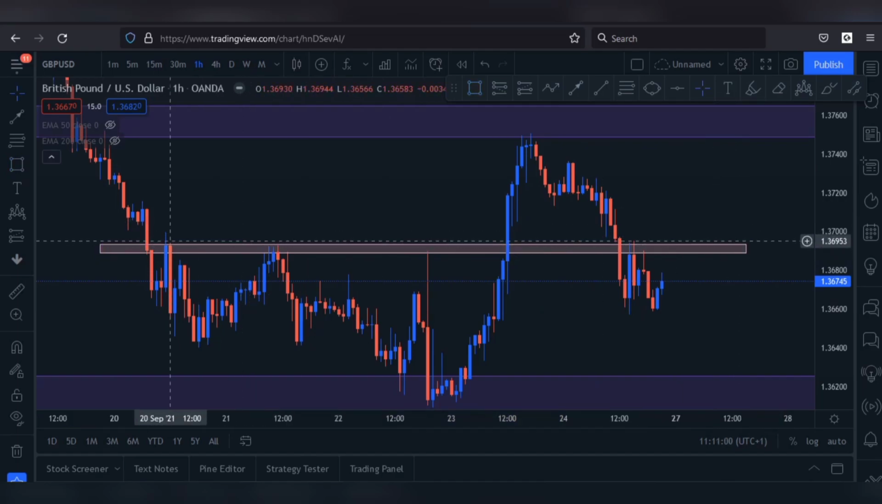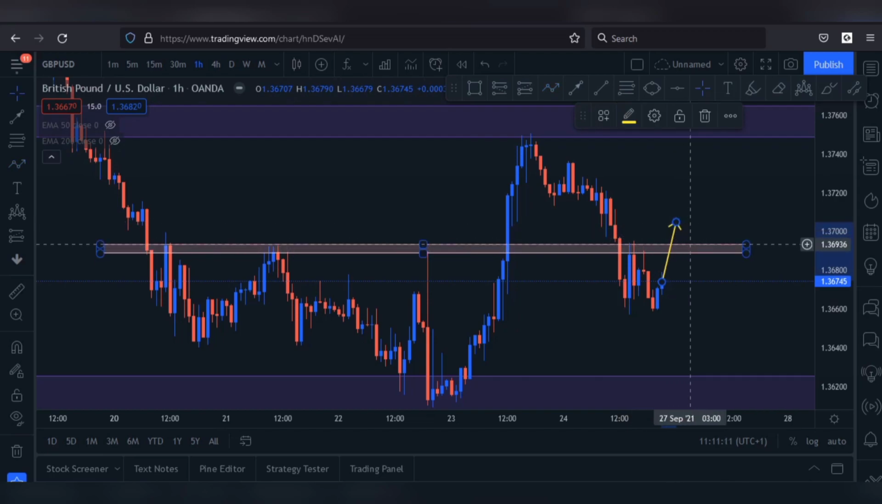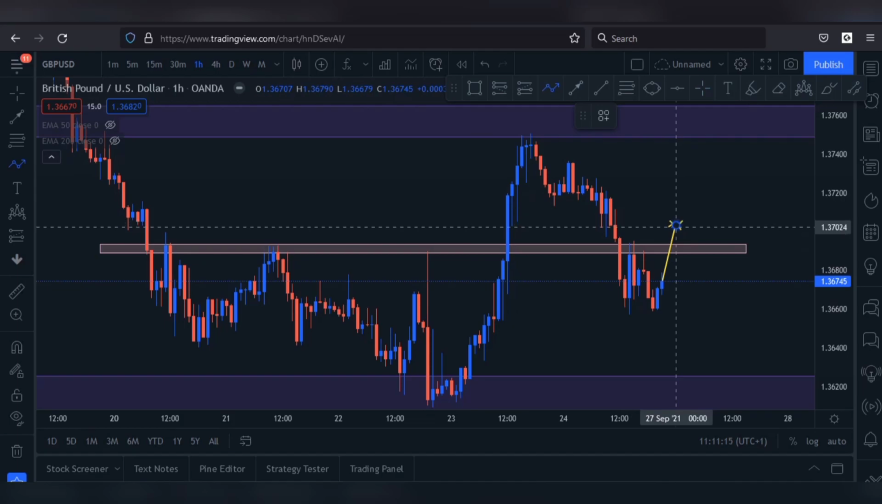Okay, so where it has been tested here multiple times. Okay, so if price gets all the way to this top, to this level here, wait for a break of this area and a retest of the area for taking your buy trade all the way to the top.